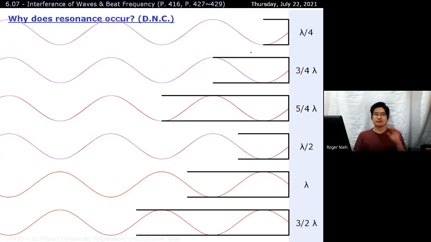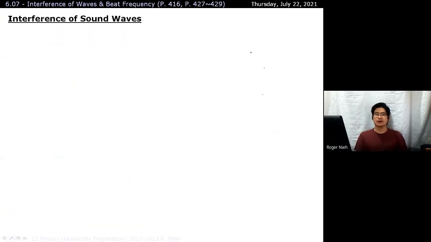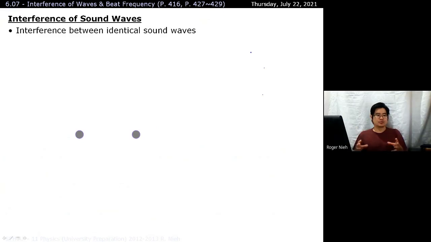Okay, so this is the answer from yesterday. Let's talk about today's lesson about interference of waves. Okay, now we're talking about interference of sound waves that, first off, they're going to have the same exact characteristic. So you're going to have one sound generator over here, and you have another sound generator over here, and they're both resonating at the same exact frequency. Okay, so those two dots represent 2 speakers, let's say.